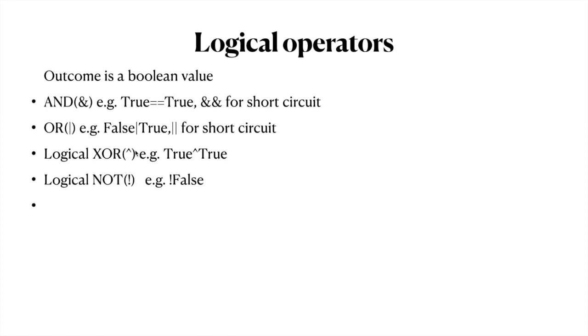There is logical NOT. As you remember, we have a unary NOT operator for bitwise operators. Here we have a logical NOT, and it's represented by an exclamation mark, and it inverts the Boolean value it's provided. If it's false, the outcome will be true. If it's true, the outcome will be false.